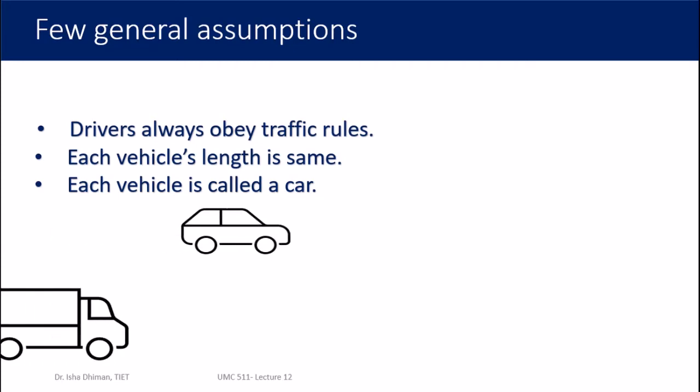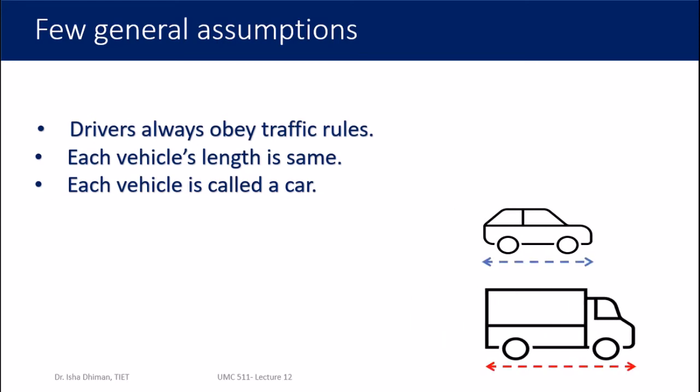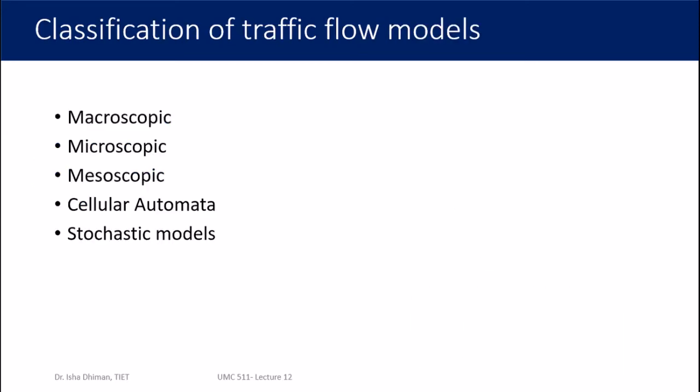So these are the general assumptions. And now specifically we are going to talk about the classification of traffic flow models. So here are a few classifications, although again I'll say the list is not complete. There are many other ways also, because as the area is developing, more and more researchers are working in this area, so they are individually identifying their own types of models they want to work on. But the most important ones are these: macroscopic, microscopic, mesoscopic, cellular automata, and stochastic models.